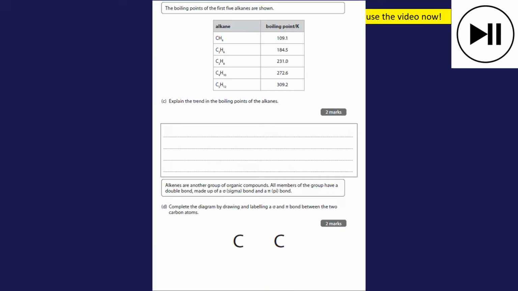Next up, I've been asked to complete the diagram by drawing the pi bond and the sigma bond. Okie dokie. Well, the sigma bond I'm just going to draw directly between. There we go. Just draw some electron cloud there. That's my sigma bond. And the pi bond we have above and below. And there'll be a pair of electrons here. So I'm going to label that the pi bond. What the examiner is looking for is that I've done my sigma bond between the 2 carbon atoms and I've done my pi bond above and below.